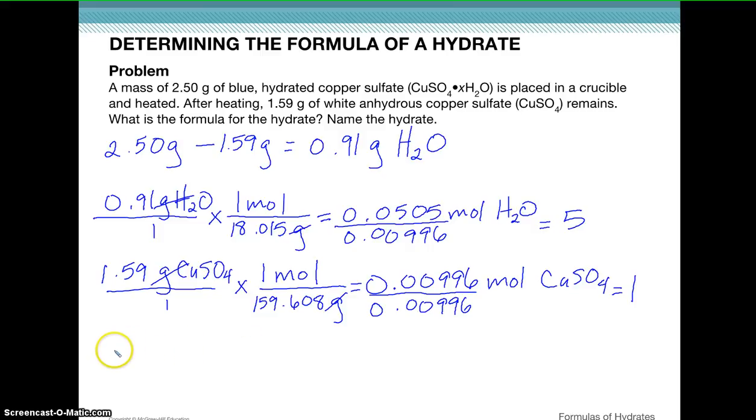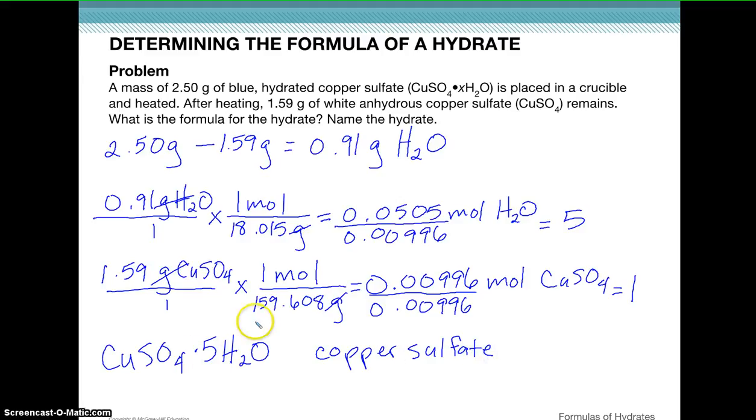So the formula for the compound is CuSO4 dot 5H2O, and the name of the compound would be copper sulfate, and the prefix for 5 is penta, so we would call it pentahydrate. There you go. Okay, we will be doing more practice with hydrates in class.